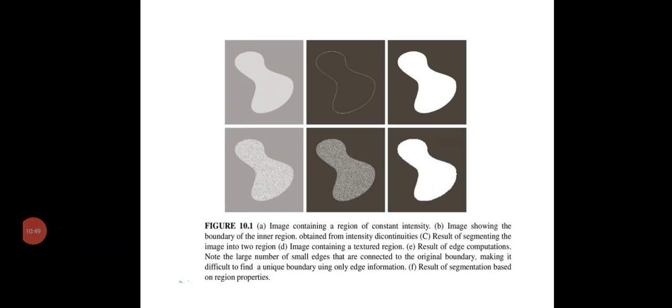Figure A shows an image of a region of constant intensity superimposed on a darker background, also of constant intensity. These two regions comprise the overall image region. Figure B shows the result of computing the boundary of an inner region based on the intensity discontinuities. Points on the inside and the outside of the boundary are black, that is 0, because there are no discontinuities in intensity in those regions. To segment the image, we assign one label, say white, to the pixels on or interior to the boundary and the other label, say black, to all the points exterior to the boundary. Figure C shows the result of such a procedure.